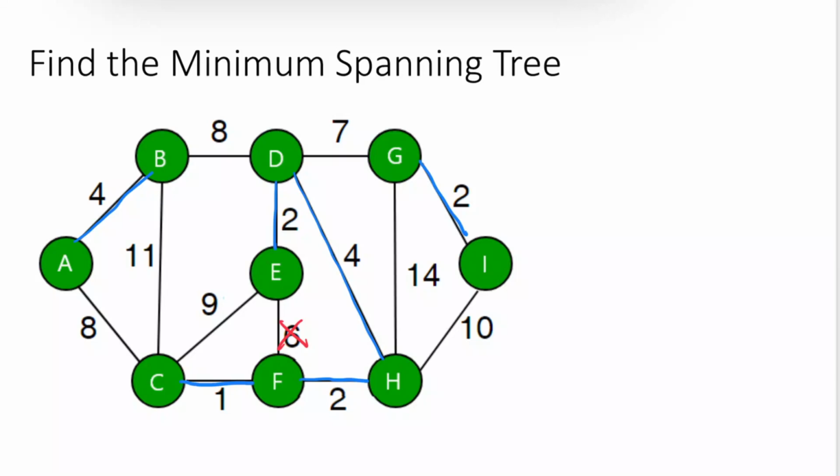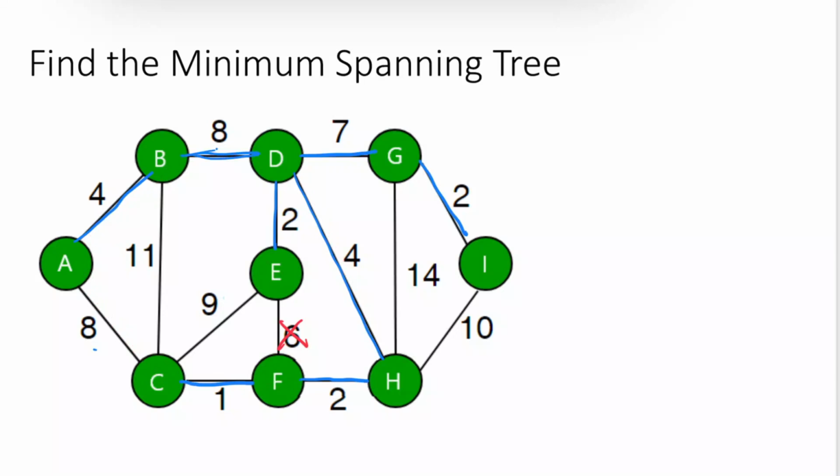And then the next cheapest edge after that is the 7, and that doesn't create any circuits, so that's good. And then the next cheapest edge is an 8. And we actually have 2 8s here, and it doesn't matter which one we use, but we can't use both of them, because if we were to use both of them, then we would have a circuit that went through there. And so I will only use one of them.